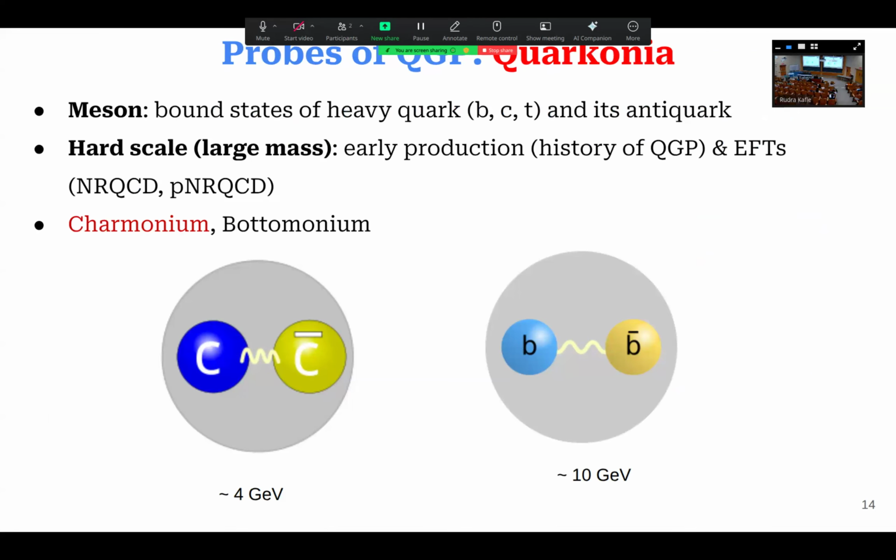So let me introduce what quarkonia are. Quarkonia are mesons. These are hadrons made up of heavy quarks. Bottom, top, and charm quarks are the heavy quarks because they have really heavy mass, in the range of several GeVs. They can combine with their antiquark to form a bound state called a meson. They have a really hard scale, so they cannot be produced in normal conditions. They are produced only in hard collisions, and you can provide their explanation by using effective field theories. We are generally interested in studying charmonium, the bound state of charm and anti-charm, and bottomonium, the bound state of bottom and anti-bottom. And we can detect these particles in the experiments.